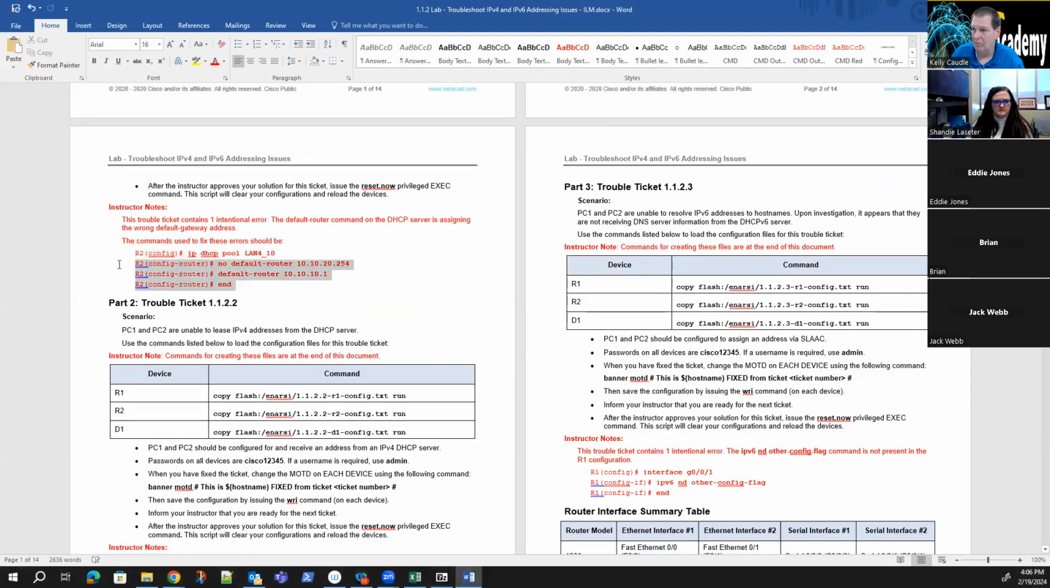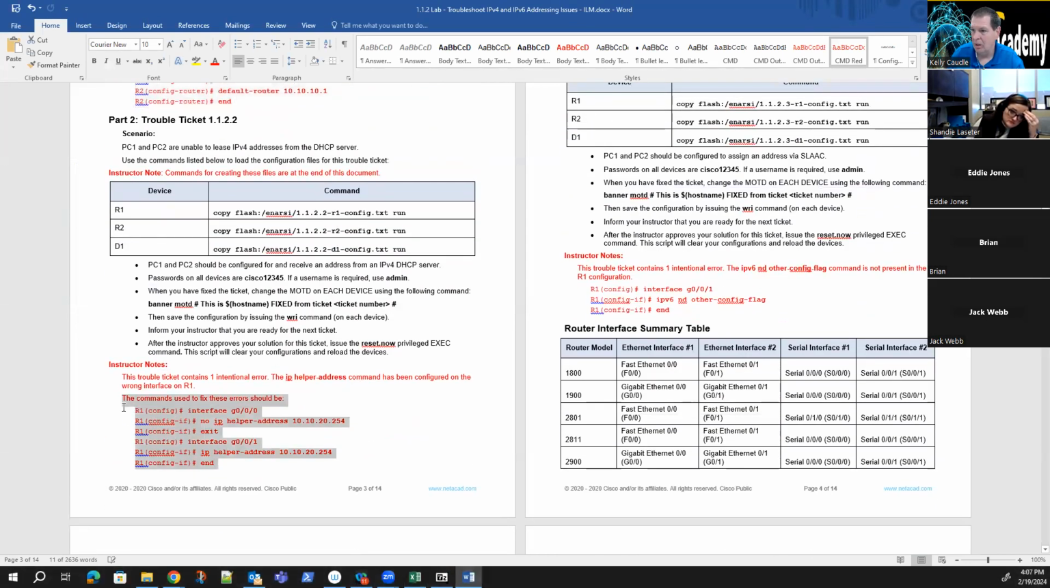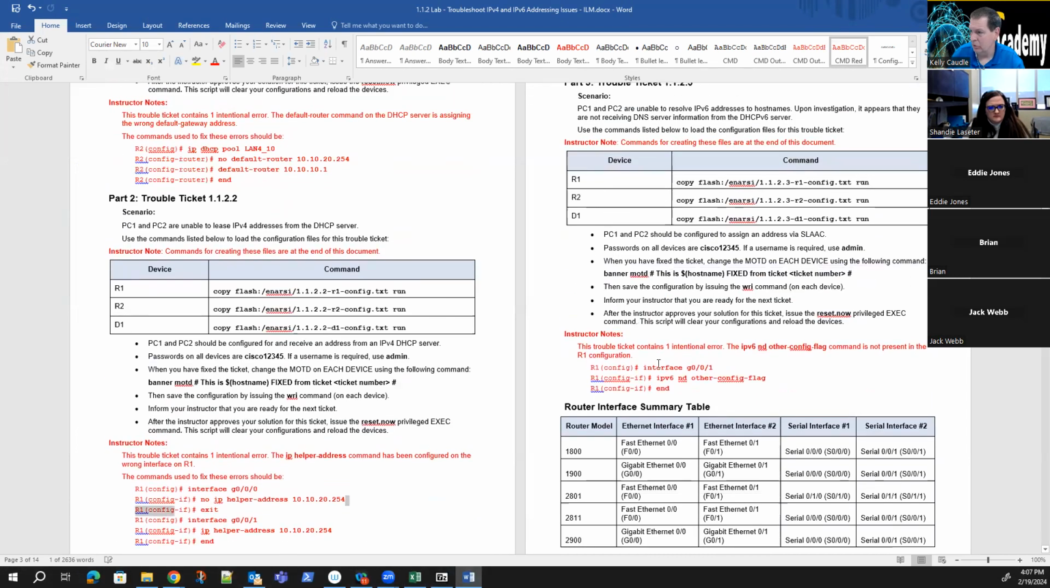The first one was going in and getting rid of the wrong default router and putting in the correct default router. The second one was changing the helper address. They had the wrong helper address, and they had the helper address on the wrong interface, so put the correct helper address on it. And this one made no sense at all because you could ping everything and had full connectivity. The only way you know that this is what the error was is because you were not getting a DNS name via IPv6 and you were not getting an IPv6 DNS address from that pool.